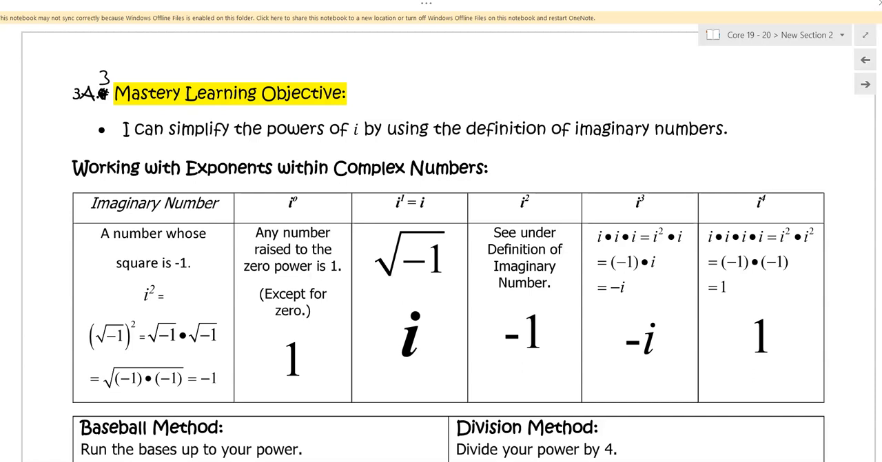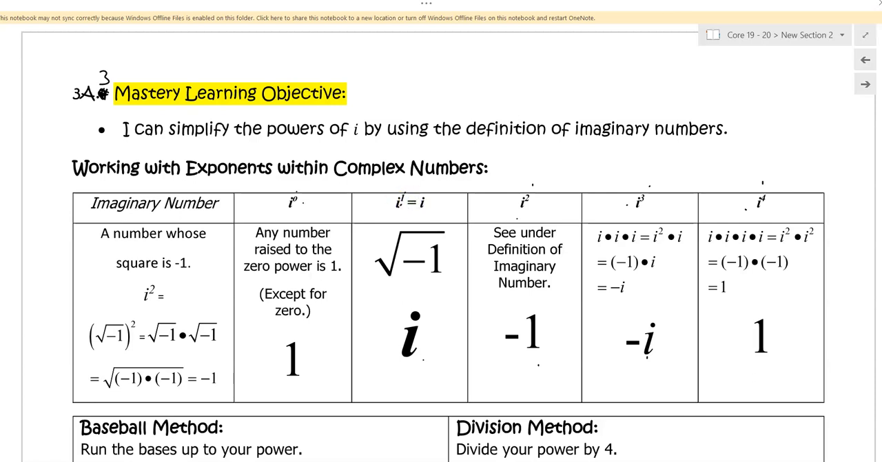You don't have to memorize all of this, but you do have to memorize that i to the 0 is 1. i to the 1 is i, i to the 2 is -1, i to the 3 is -i, and i to the 4th is 1. Okay. So i to the 0, if you remember back from KC1 all the way 2 units ago, any number raised to the 0 power is 1. So i to the 0 is just 1.